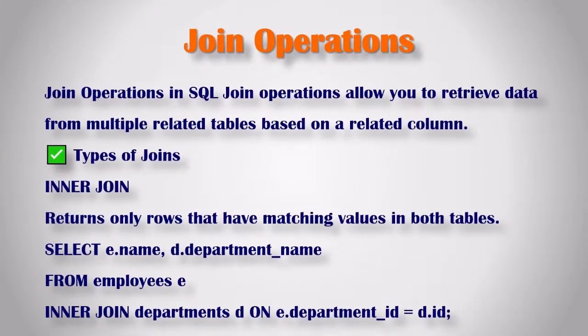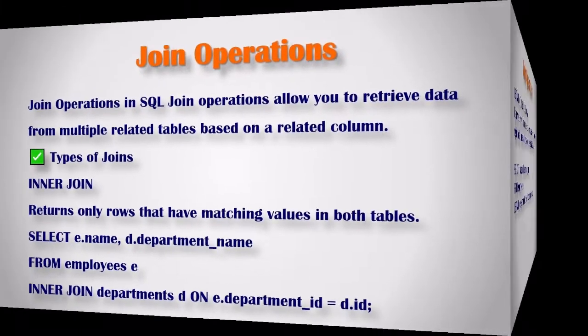Join operations in SQL. Join operations allow you to retrieve data from multiple related tables based on a related column. Some types of joins: inner join returns only rows that have matching values in both tables. SELECT e.name, d.department_name FROM employees e INNER JOIN departments d ON e.department_id = d.id.